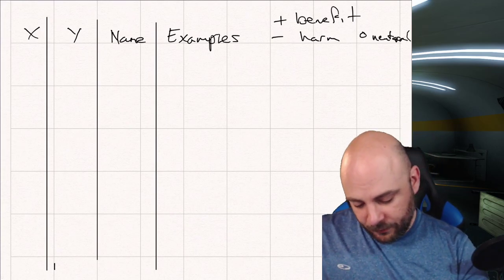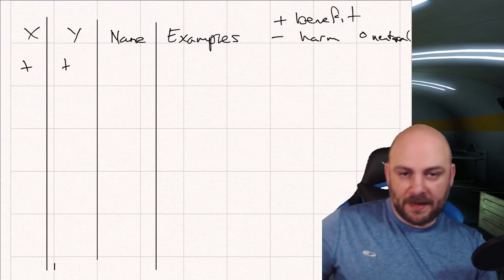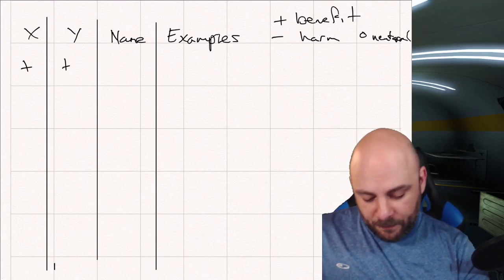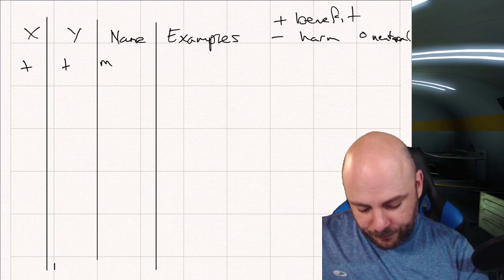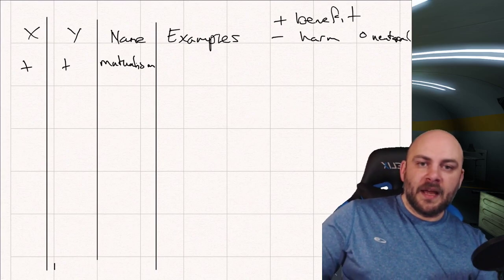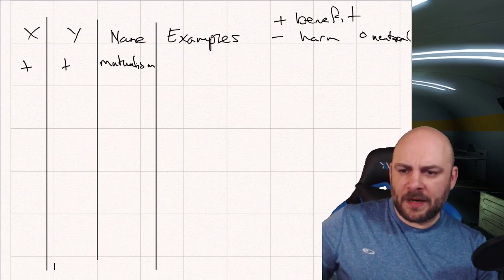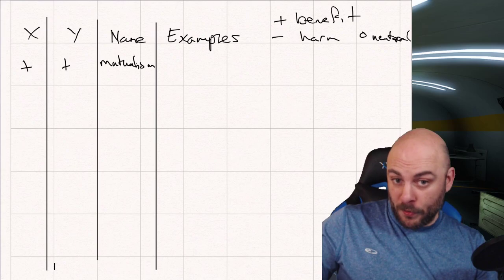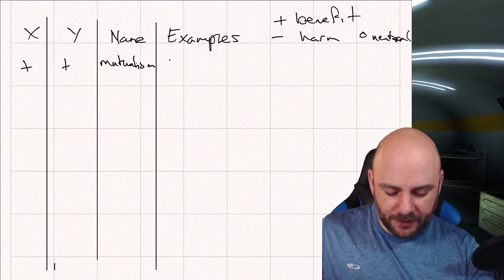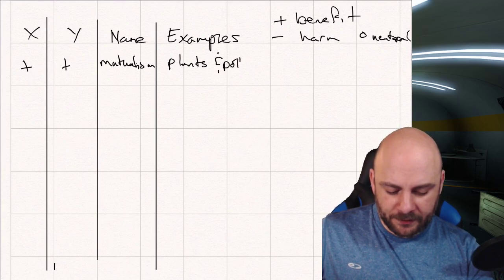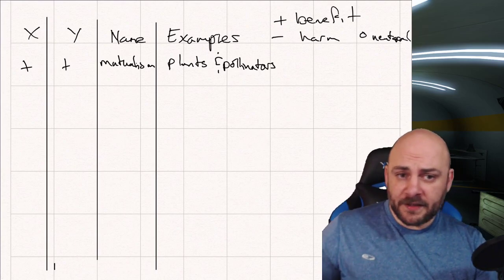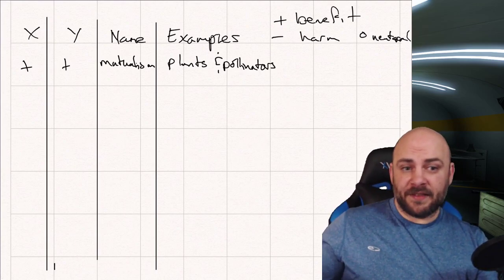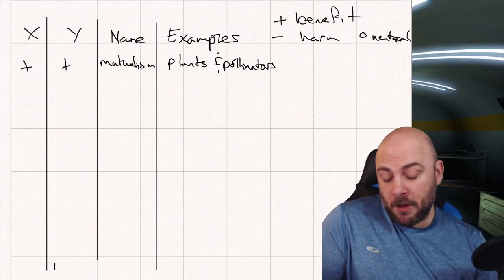Okay, so let's start with both of them benefiting. Okay, when both of them benefit, this is called mutualism. Okay, and so this is where when the species actually interact with each other, they do better than if they weren't present. And I think a really good example here are plants and their pollinators. Okay, both gain a benefit from the interaction, and they would be worse off without the other. I think that's a good one right there.